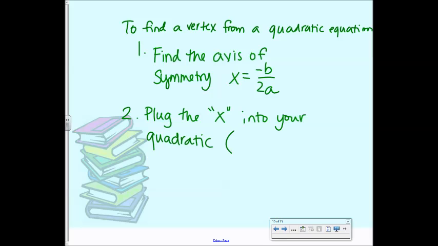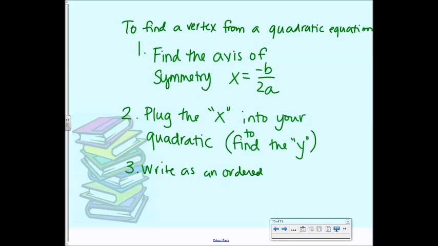The x, y, that is your vertex. So then you just write it as an ordered pair. Because you found the x, and then you plugged it in to find the y. Okay, so remember, the axis of symmetry is the line that goes through the vertex. So the x value is the value from the vertex. So then just to find the y, you just plug it in.